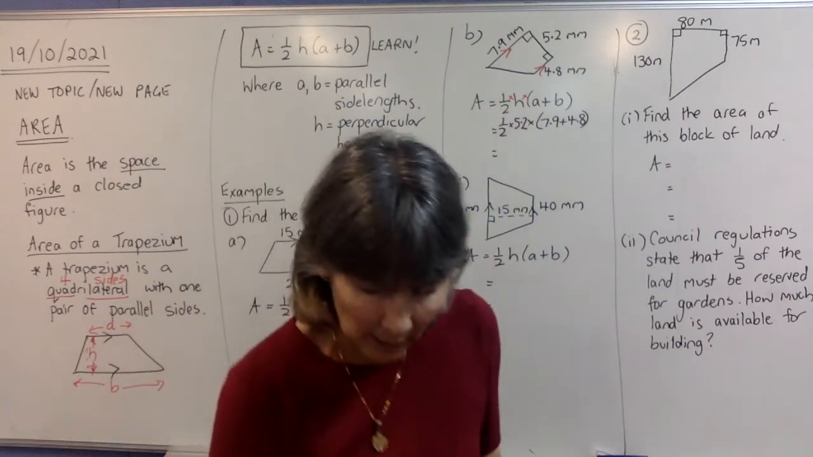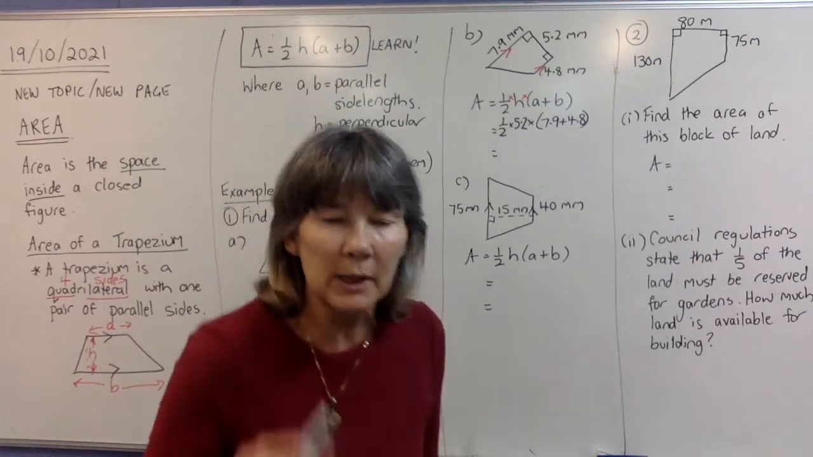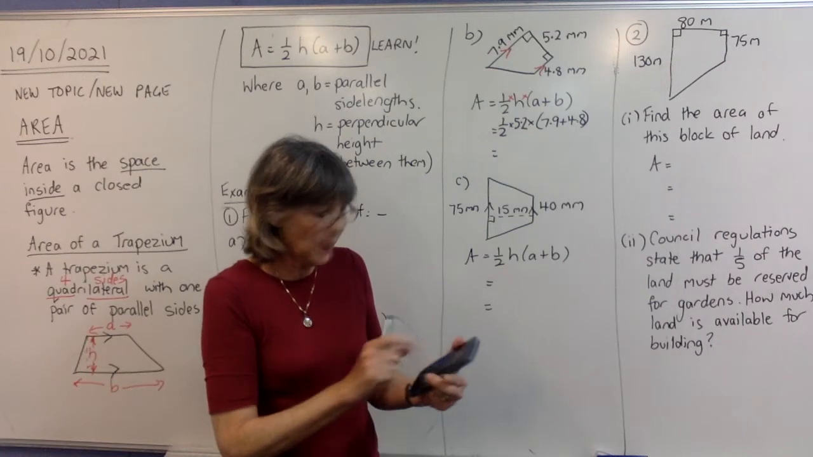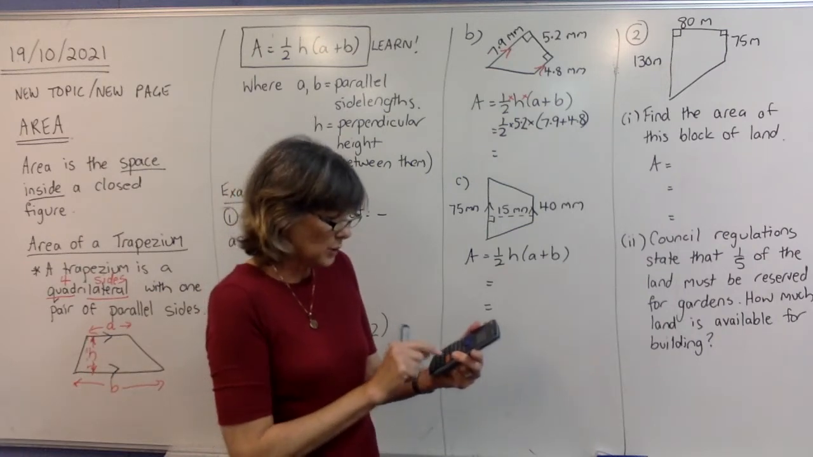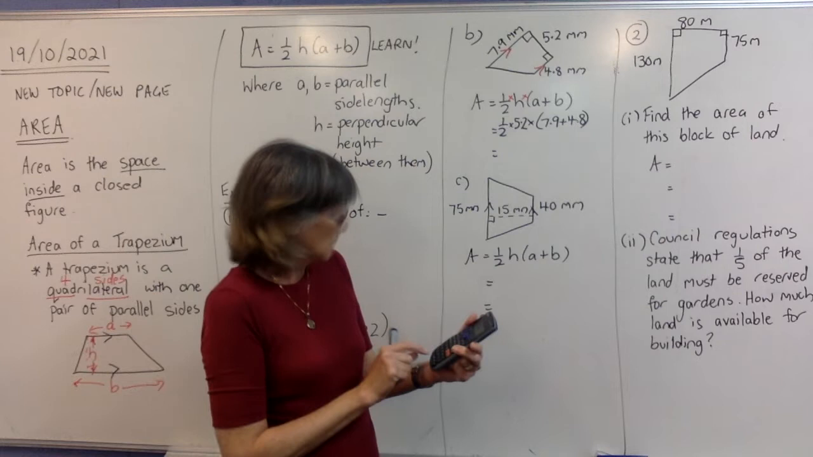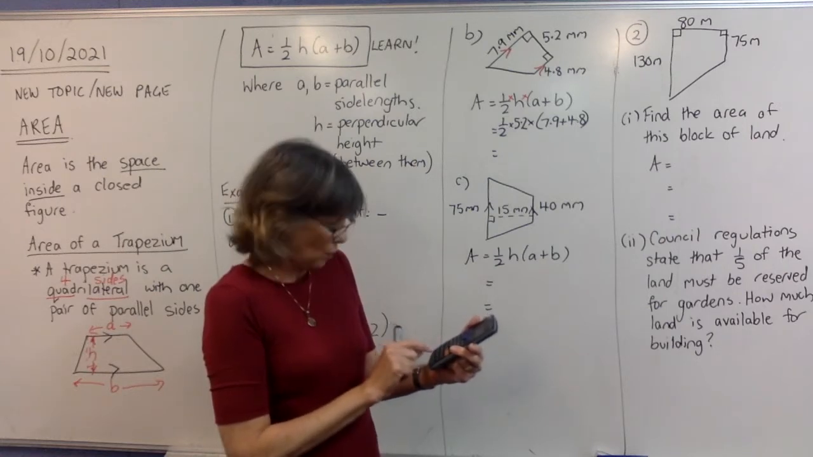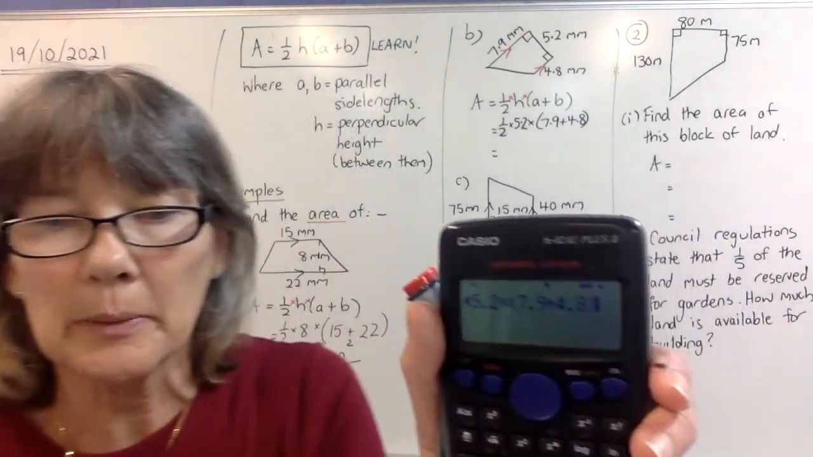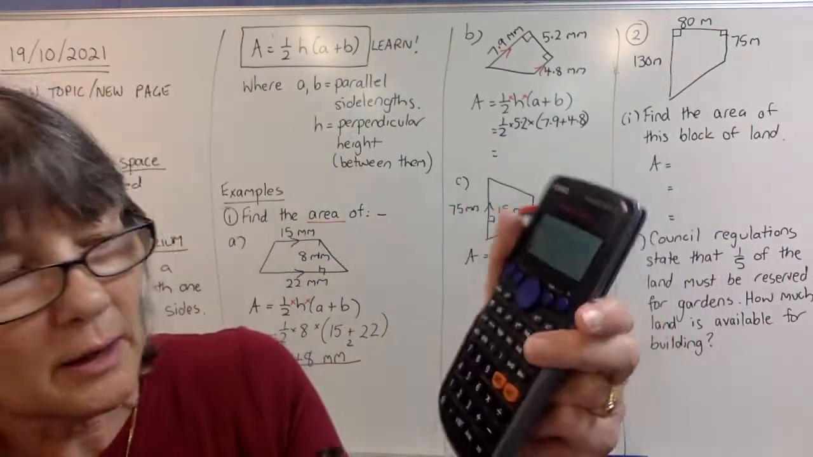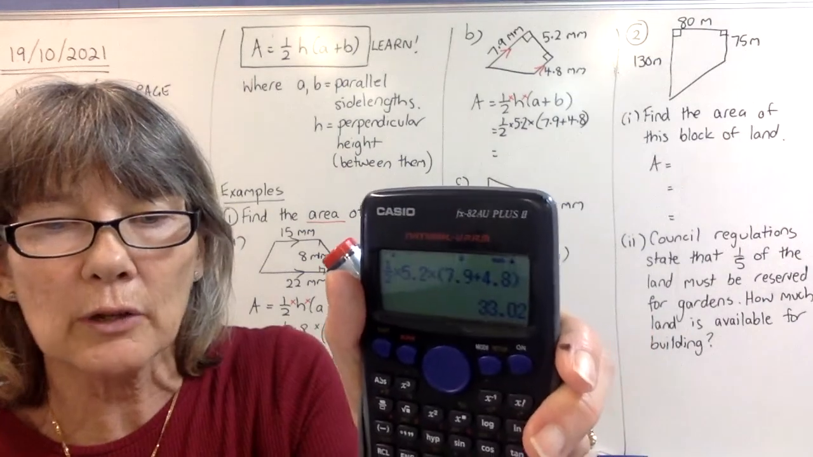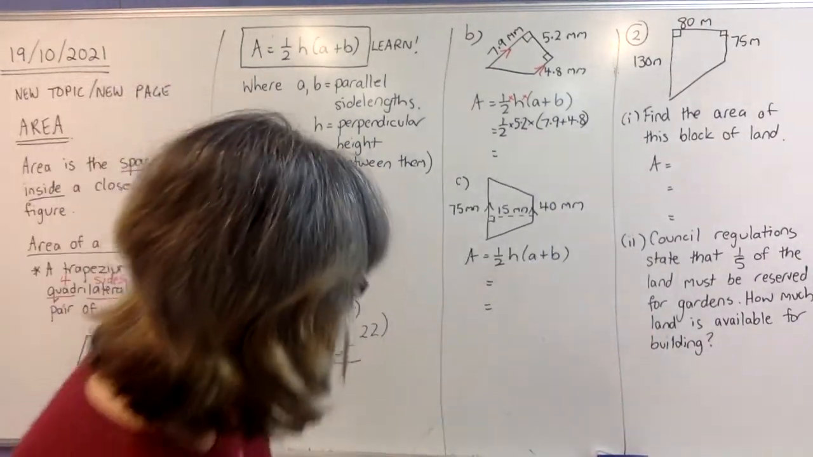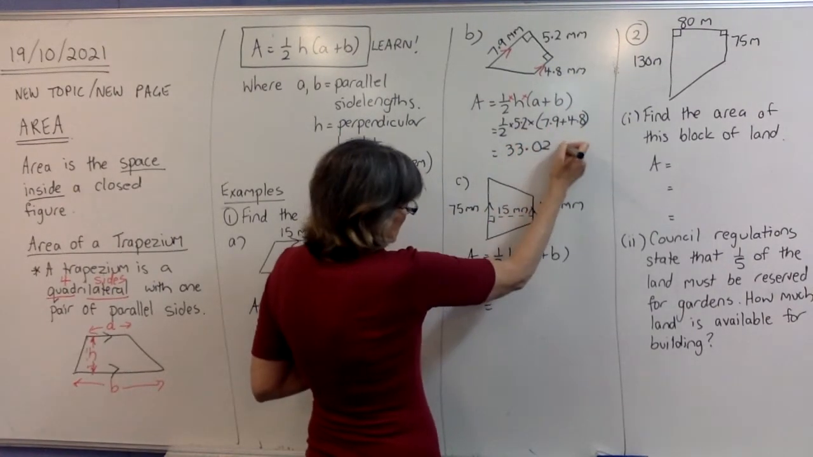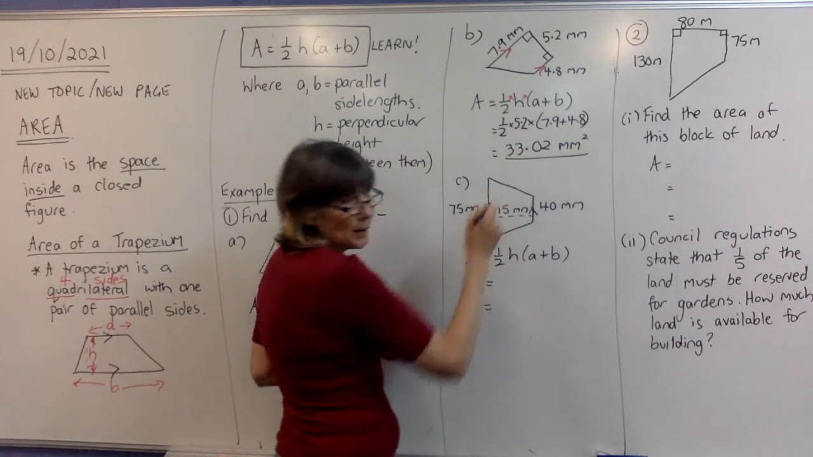So now we're going to our calculator, and you're going to type in what we did before. Press your fraction key, 1 down arrow 2, right arrow, times 5.2 times open bracket, 7.9 plus 4.8, close the bracket. You won't see the whole thing by the time you get to there, but it'll look something like that at the end of it. Press equals, and it's 33.02. Write the whole answer down, and it's in millimetres, and it's an area, so it's squared.